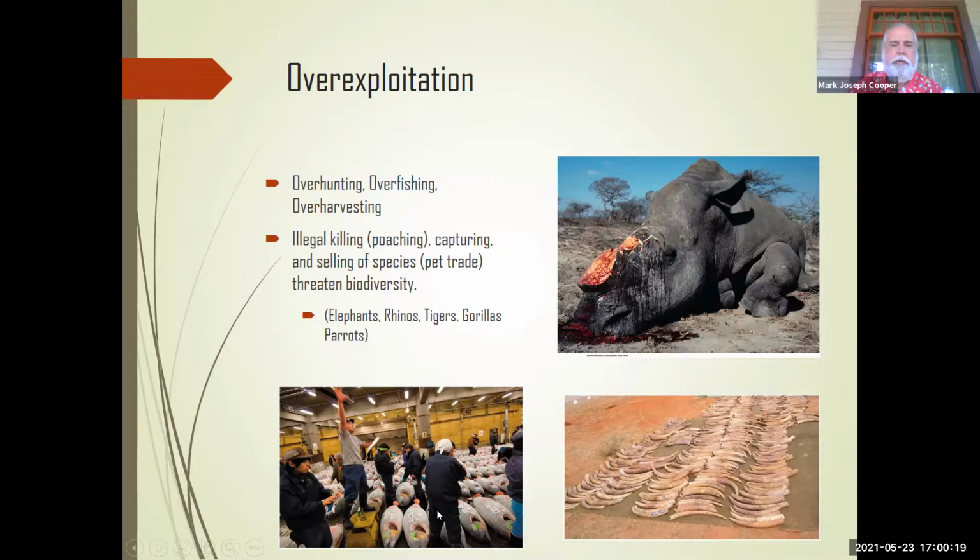And then down here on the bottom, they're selling fish, and these are big tuna. And again, eating tuna is probably fine, but if we're eating too much of it, that could be a problem if we're over harvesting, so it can't replenish itself.